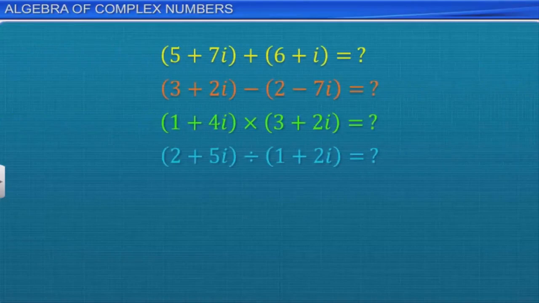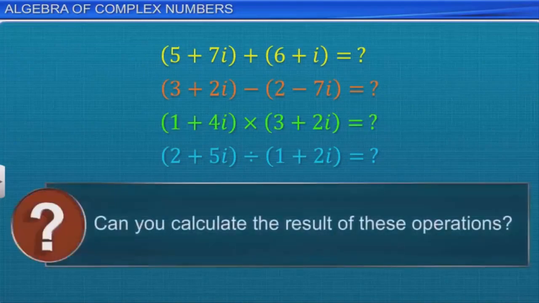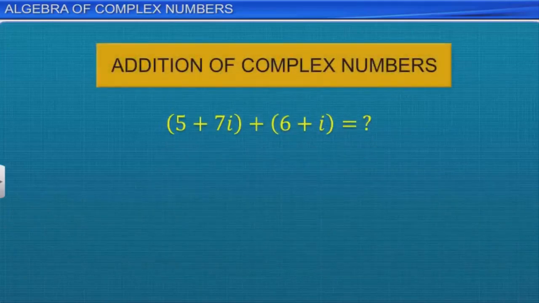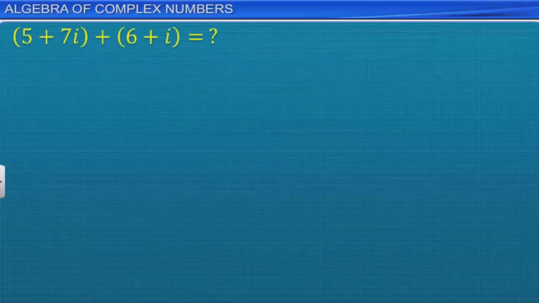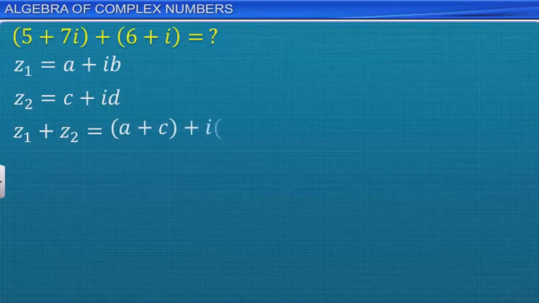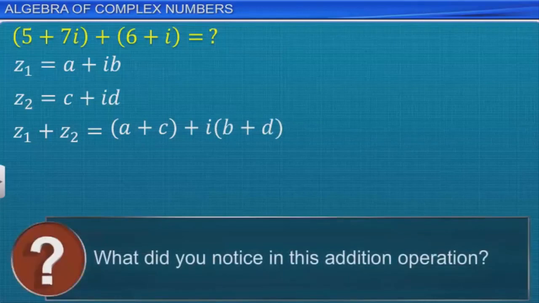Let's take a look at the mathematical operations on complex numbers. Can you calculate the result of these operations? Let's first begin with the addition of two complex numbers. Consider two complex numbers, z1 equal to a plus ib and z2 equal to c plus id. The sum of these two complex numbers is equal to a plus c plus i multiplied by b plus d. What did you notice in this addition operation?